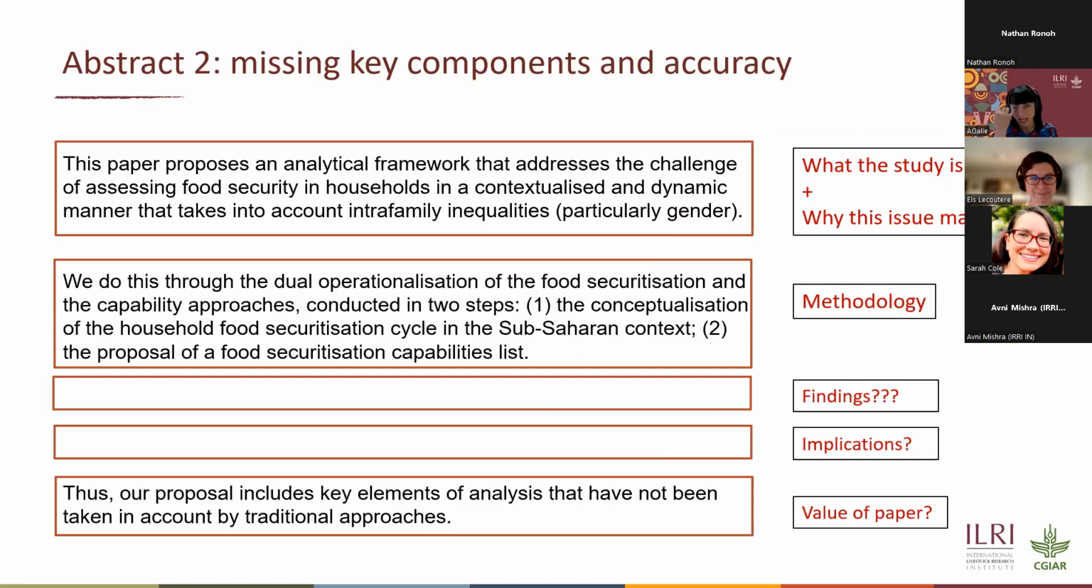This is another abstract where you see that there are some components that are missing, and their accuracy could be improved. So this paper proposes an analytical framework that addresses the challenge of assessing food security in households in a contextualized and dynamic manner that takes into account intra-family inequalities, particularly gender. So I'm not sure the study really helps you understand what is important about this topic you're addressing. I have no idea about this topic.